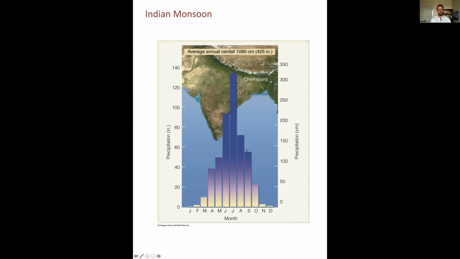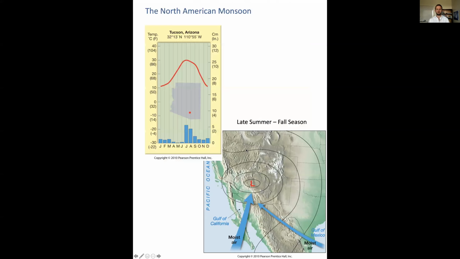We also have a similar but smaller version over the North American continent, where again Arizona experiences a similar pattern with very dry winters and then a short period of time in summer, in July and August, where it actually rains much more. So in late summer, fall season, we get this moist air transport from the ocean towards the land, which leads to summer precipitation.